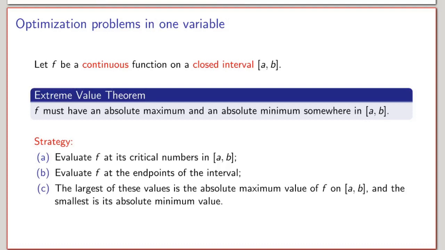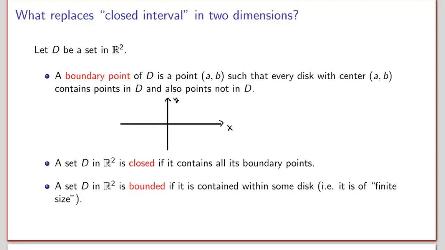And the most important thing is to generalize the assumptions, which were that the function is continuous and that it is defined over a closed interval. Now we have already generalized what it means to be continuous in 2 dimensions, so that's fine, but now we need to generalize what it means to be defined over a closed interval in 2 dimensions. So we need to define what replaces the idea of closed intervals in 2 dimensions. So let D be a set in R^2.